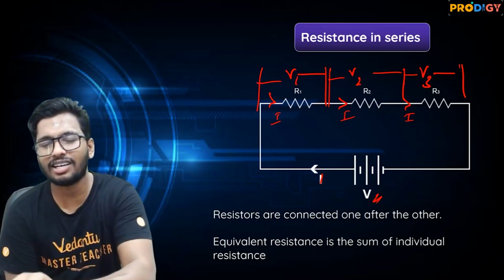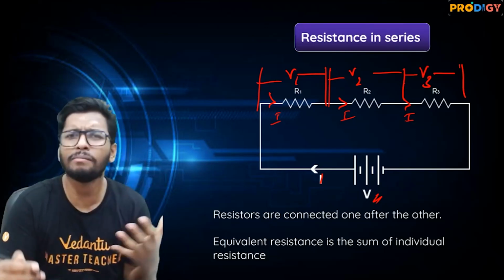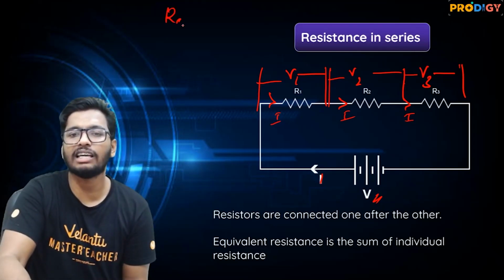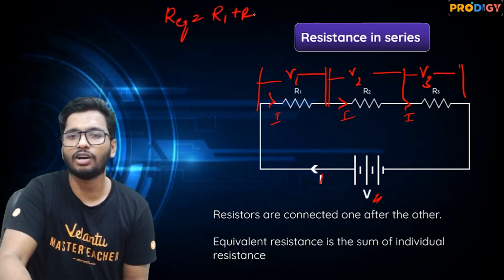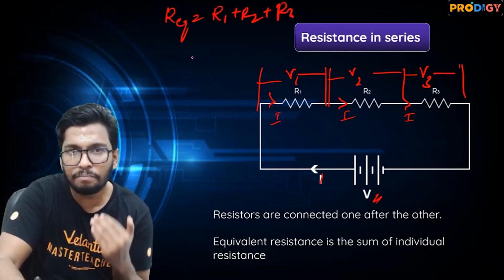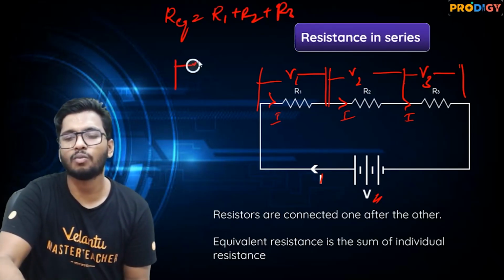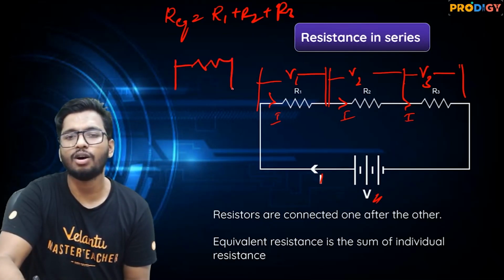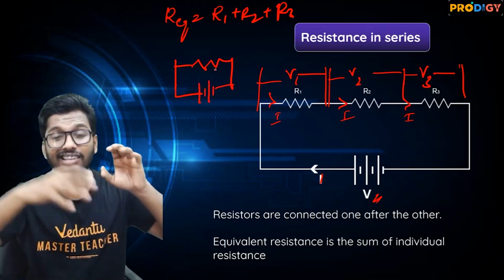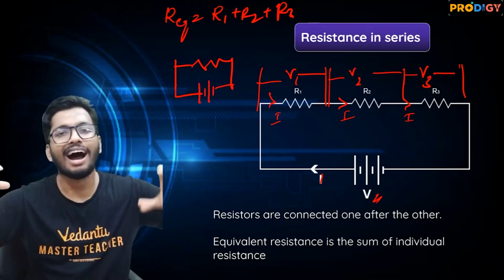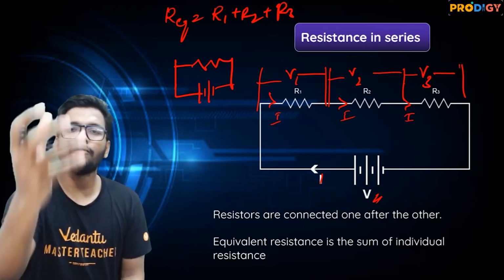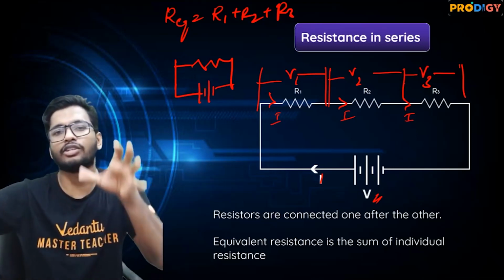The sum of the individual resistors will give me the equivalent resistance. What do I mean by that? If I add all these three resistors, R equivalent is equal to R1 plus R2 plus R3. Then I can simplify my circuit as one single resistor, which represents the combination of all three resistors. Rather than drawing them separately, I can combine them as one single resistor.